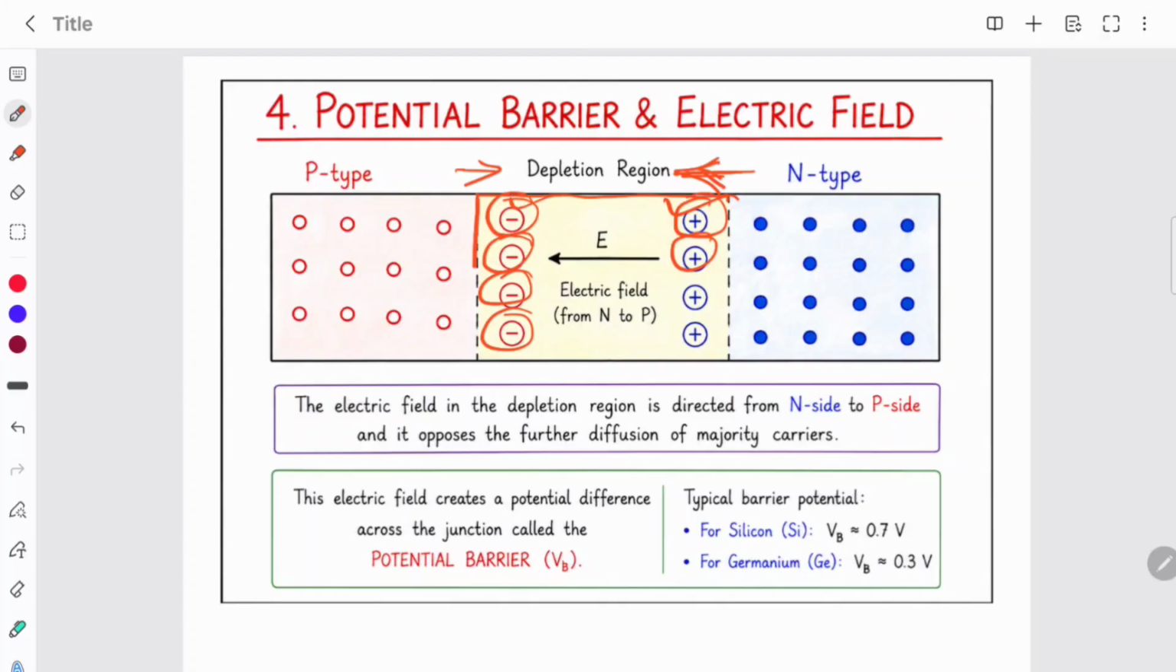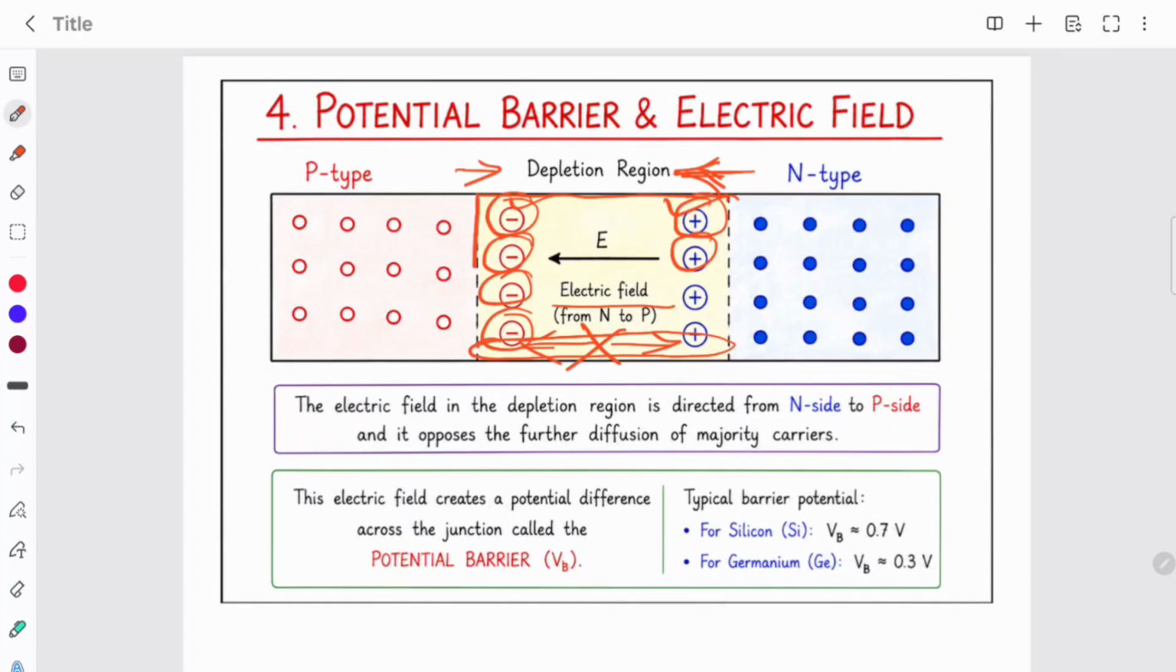These charges establish an electric field across the depletion layer. So it creates an electric field across the depletion region, and this electric field opposes further diffusion of majority carriers.